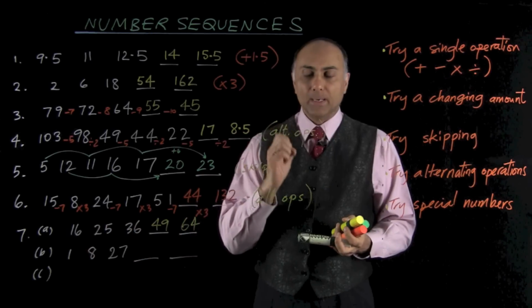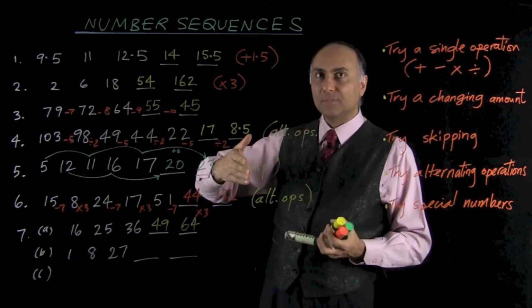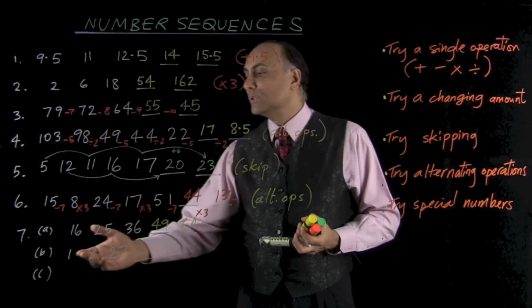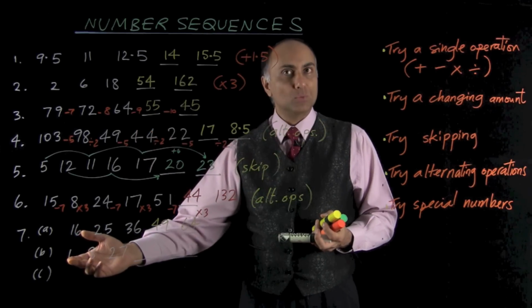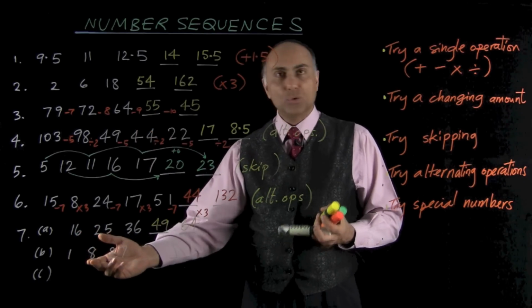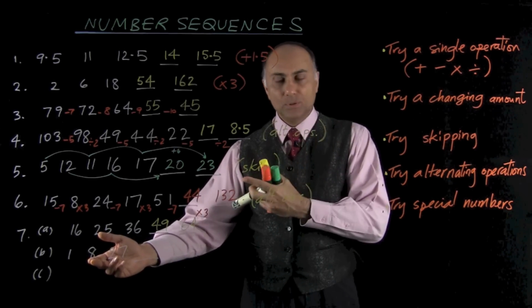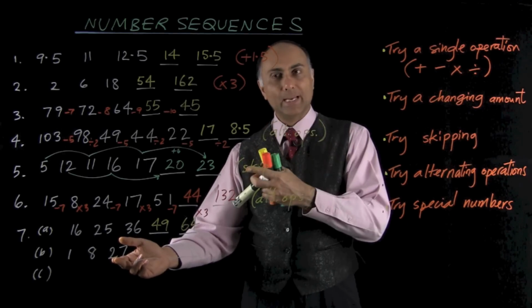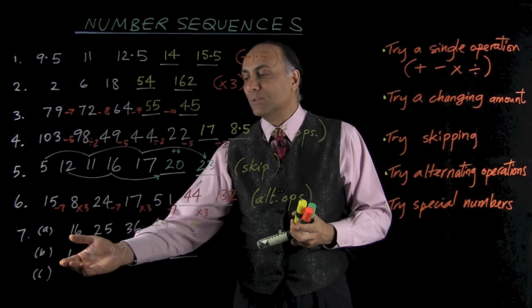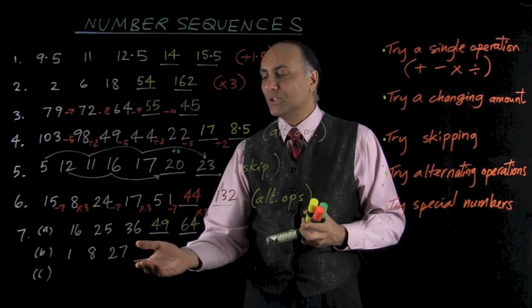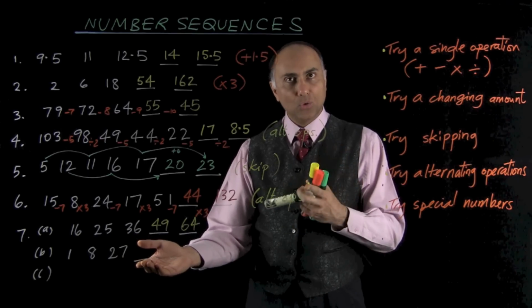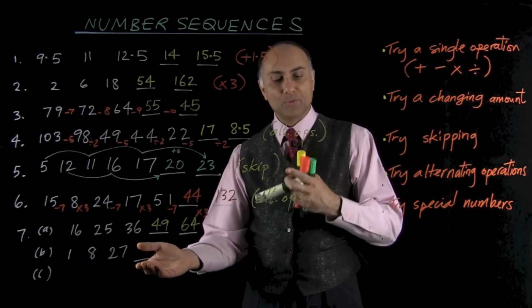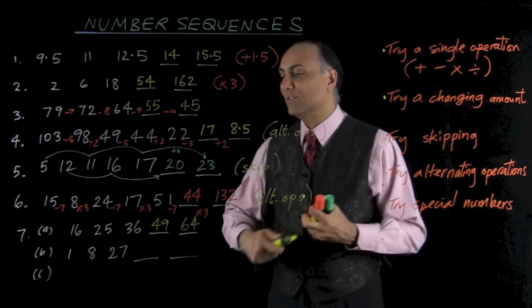These are cube numbers. That is a number times by itself and then times again by itself. So 1 cubed is 1 times 1 times 1, which is 1. 2 cubed is 2 times 2 times 2, which is 8. 3 cubed is 3 times 3, which is 9 times 3 again, which is 27. So consecutive cube numbers. So this should be 4 cubed. 4 times 4, 16, times 4 again, which is 64.